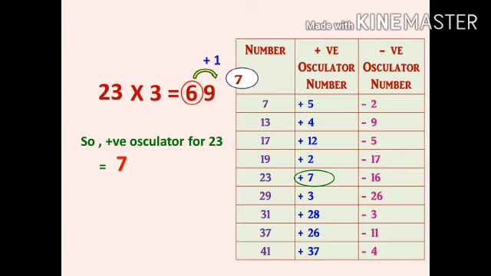So let's check in the tabular column. In the tabular column also we have 23 is plus 7 only. So now we know the method to calculate positive oscillator for the numbers ending with 3. Next we are going to see how to calculate the positive oscillator for the numbers ending with 7.